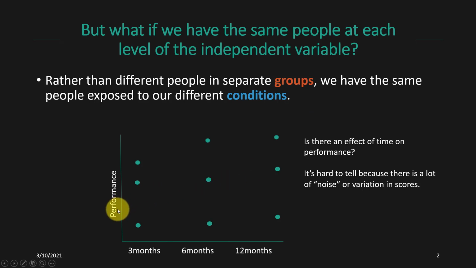So for instance, let's assume we're looking at some kind of learning or training study where we're measuring people's performance with a skill at 3 months, 6 months, and 12 months. In these data, it could look like we have 9 different time points here. And it's really hard to tell if there's an effect on performance here that is reliable if we were just looking at these 9 different time points.